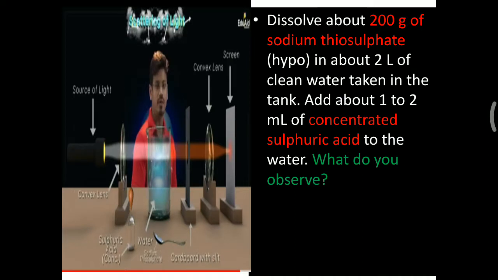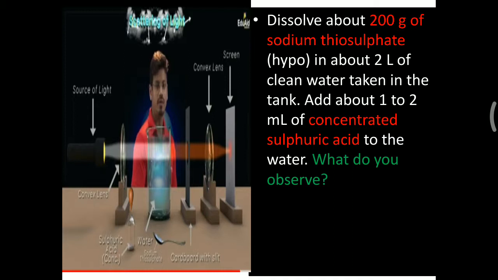Now dissolve about 200 gram of sodium thiosulfate in about 2 liters of clean water taken in the tank. Now you have to add the 200 gram of sodium thiosulfate to the clear water and add about 1 to 2 ml of concentrated sulfuric acid to the water. Here I added the two things to the clear water. One is sodium thiosulfate and the other is concentrated sulfuric acid.